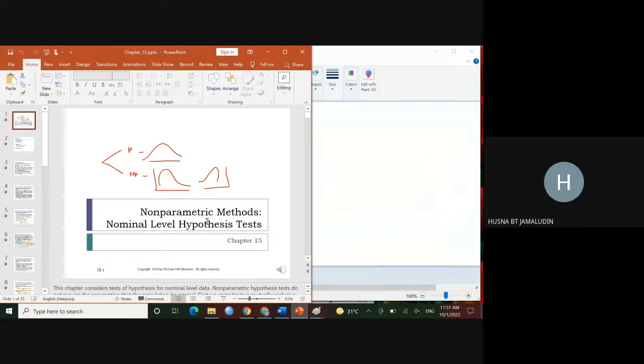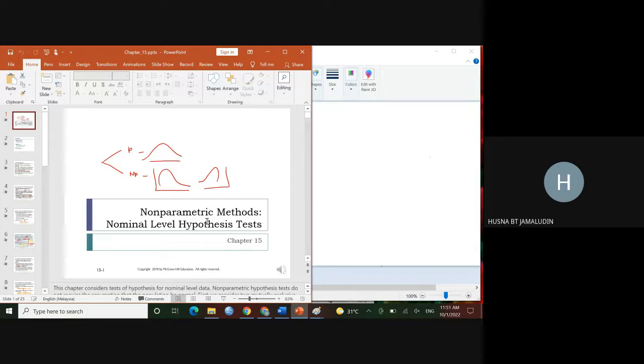For parametric, you have assumptions of normality. Your diagram, your curve should be normally distributed, and then you need a certain sample size, like at least 30 and above. The more the better. But for non-parametric, you can have a small sample size like 10 or whatever. There are also many other assumptions for parametric, but for non-parametric, you don't have that.